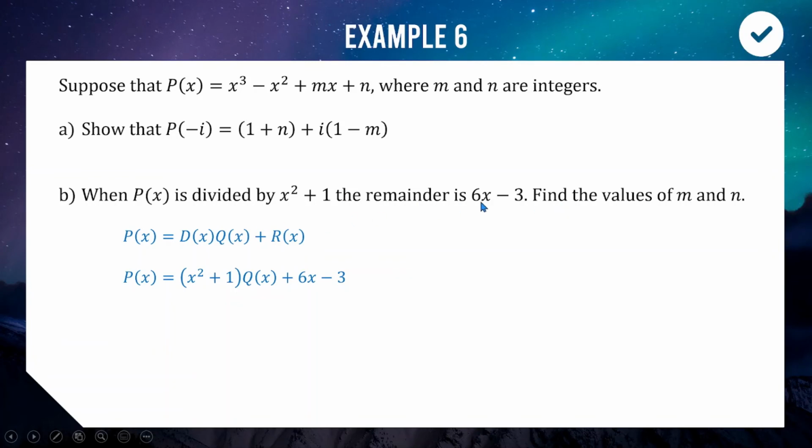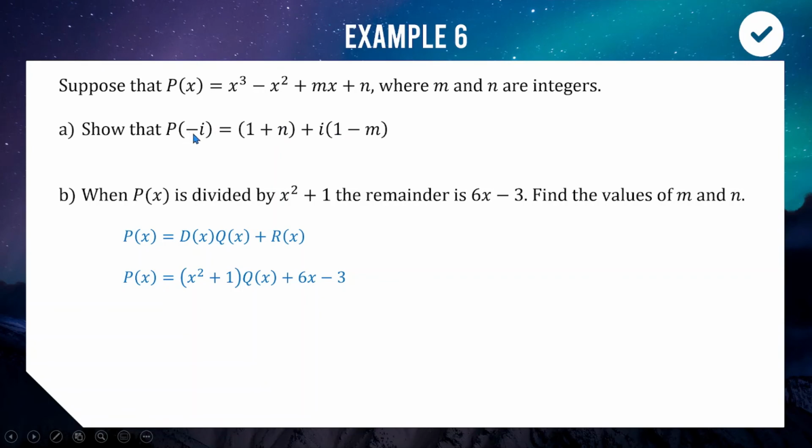And our remainder is 6x minus 3. Okay, here's our polynomial. Now we want to try and figure out the values of m and n. Now m and n are in part A, which was achieved by subbing in the polynomial with negative i.